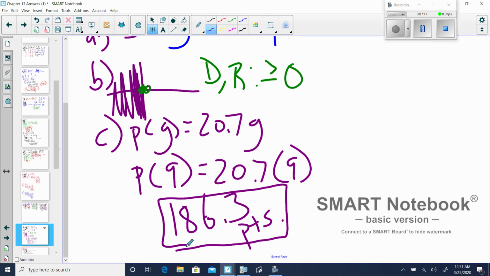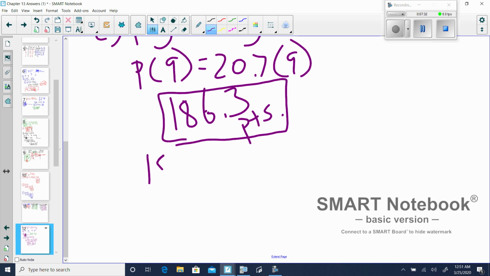So 186.3, however you wanted to round it. If you wanted to say, oh, well, 0.3 means it should be down to 186, or if you're going to say, well, since he has 0.3 points, that's not nothing, I'm going to round up to 187. That's fine. If you said 186 or 187, depending on your interpretation, that's fine. I'm just going to stick with the 186.3 right now. That's sufficient. Let's take a look at the next page.